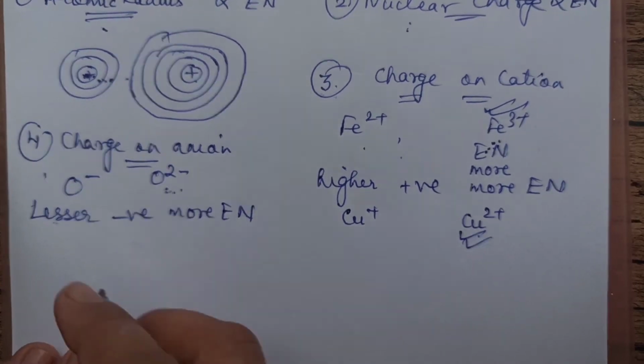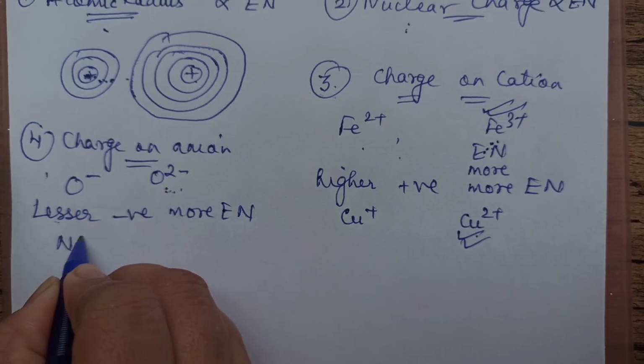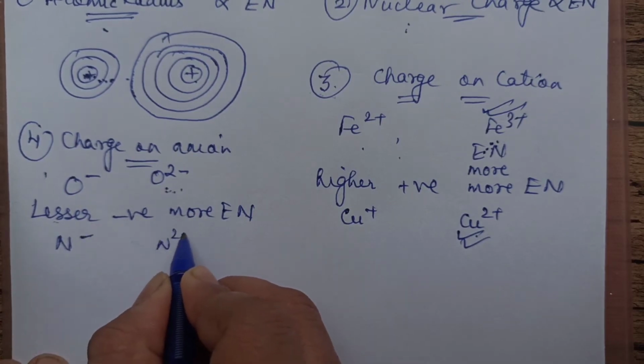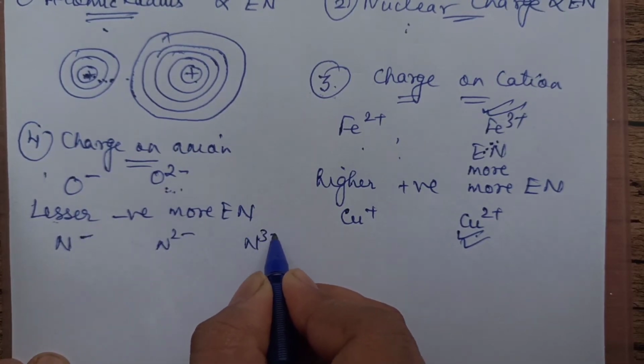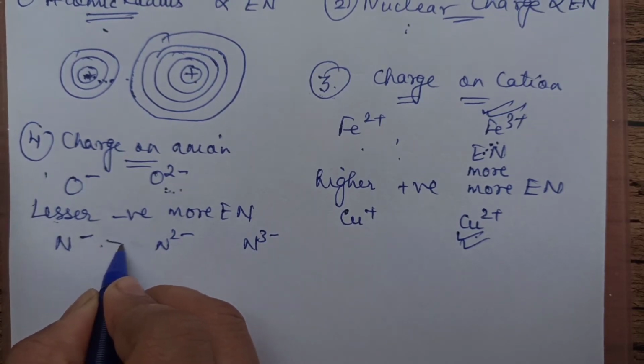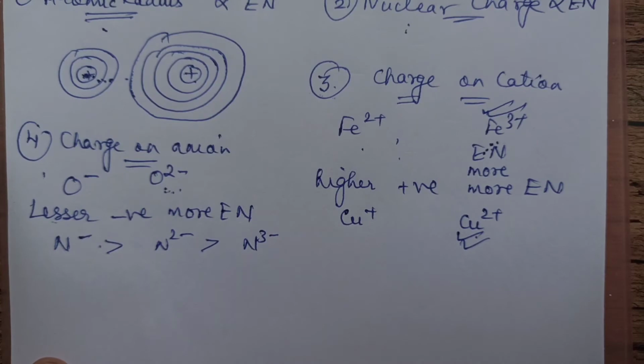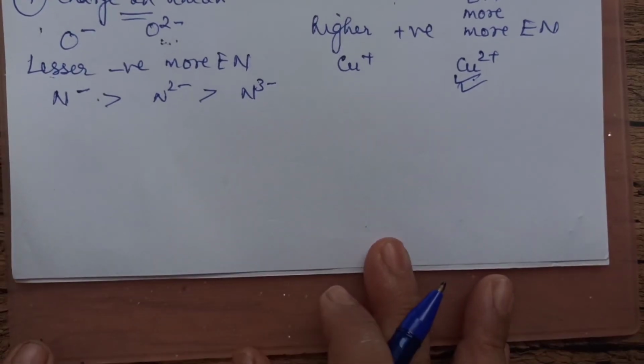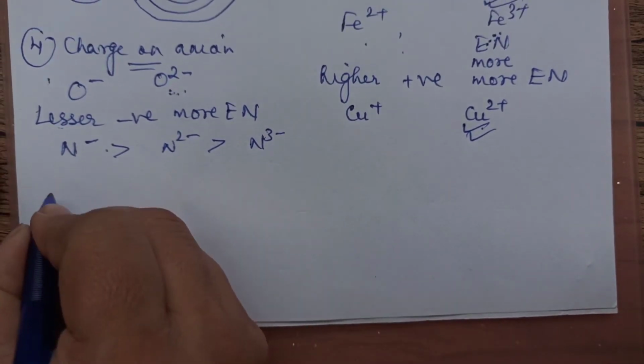Clear? Let us also consider here, say, N minus, N2 minus or N3 minus, which will have the maximum electronegativity. The first one will have the maximum, then this one, and then N3 minus. Okay, you will have all these types of questions in MCQs also. Got it? Now another factor, children, the fifth factor.